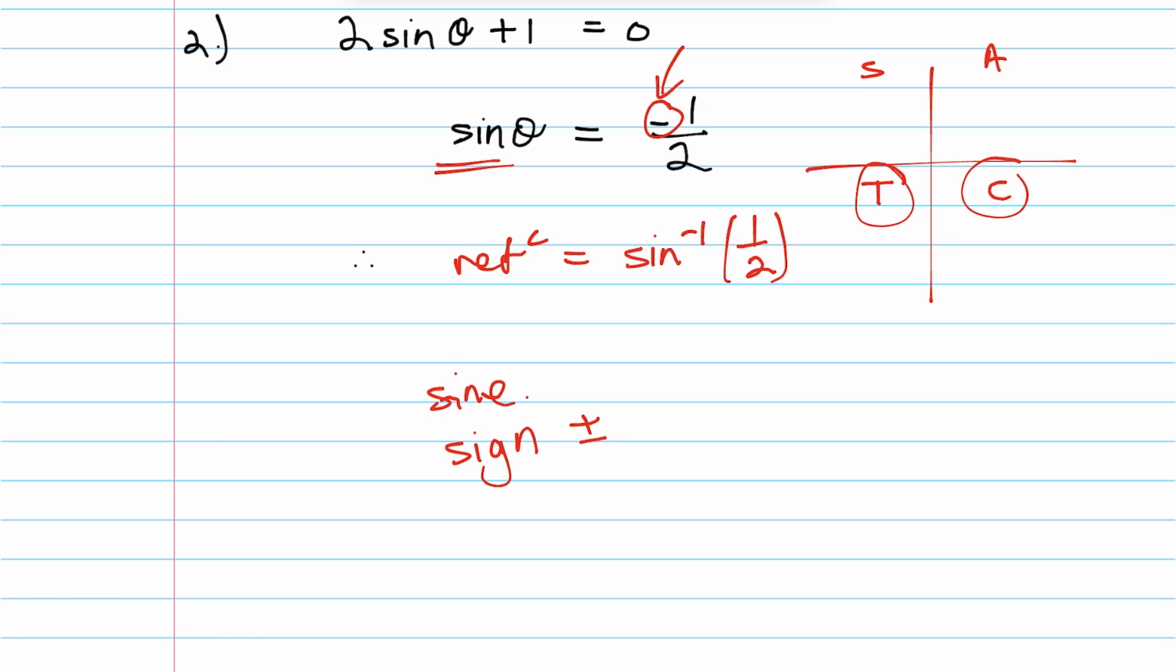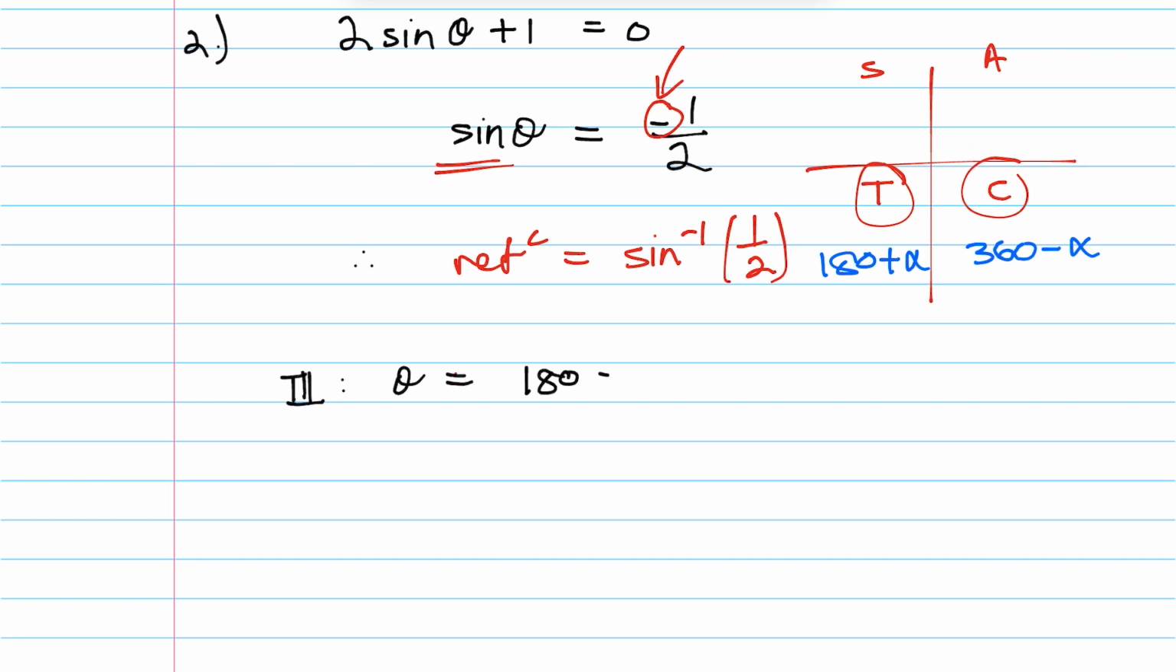In the third quadrant we'll have 180 plus the reference angle. In the fourth quadrant we'll have 360 minus the reference angle. That should yield 2 answers, which I'm going to write over here. So in the third quadrant, theta equals 180 degrees plus the reference angle, and in the fourth quadrant, theta would be equal to 360 degrees minus the reference angle.